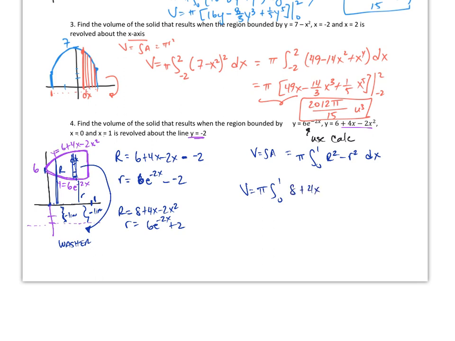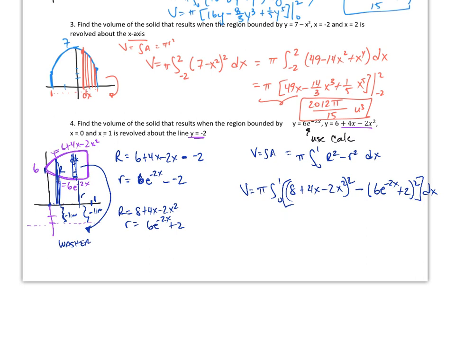8 plus 4x minus 2x squared, squared. Remember, it's the big R squared minus the little r squared, so you don't subtract them then square them. You have to take each of them separately. So this will be minus the 6e to the -2x plus 2 squared, and all of this dx.